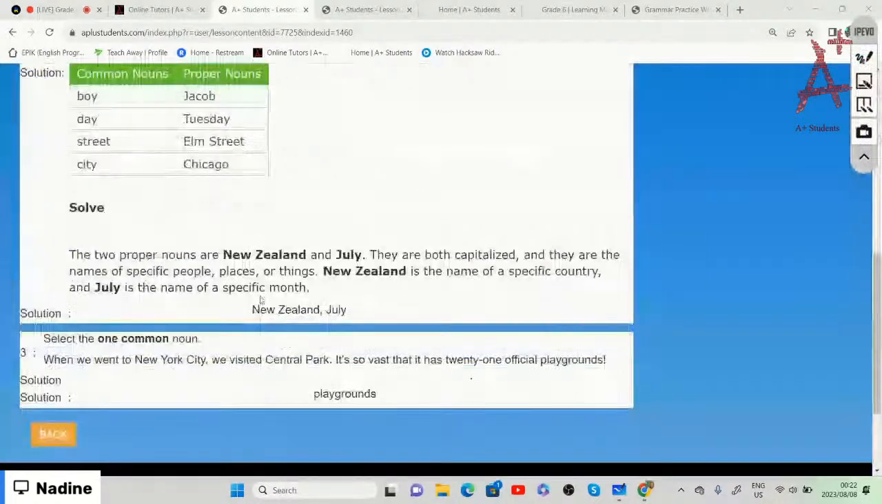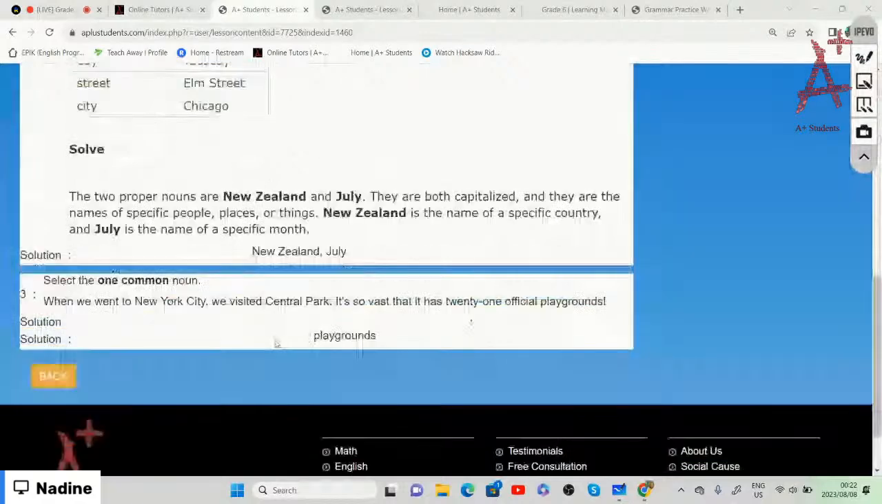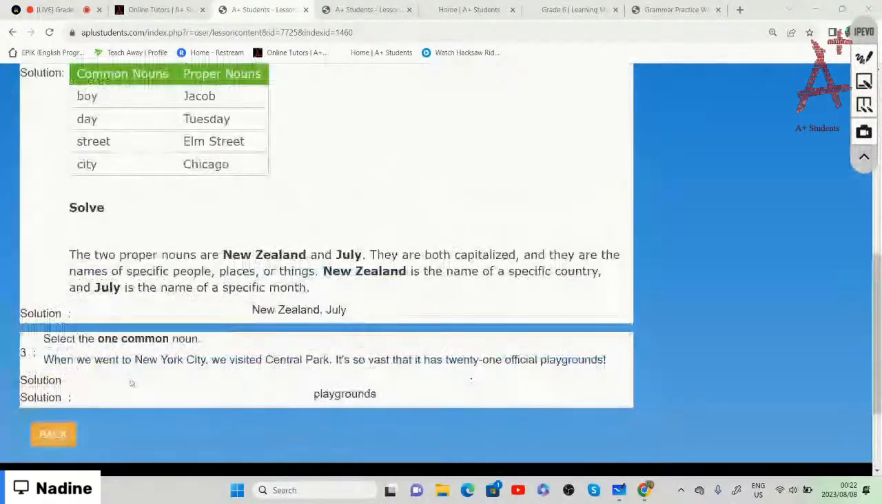We need to select one common noun within the sentence, right? We went to, we visited Central Park. It's so vast that it has 21 playgrounds. We need to choose the common noun within that sentence.